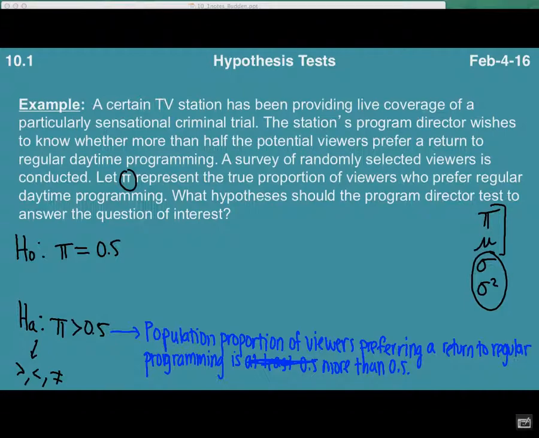Okay. Theoretically, if we prove the alternative true, what does that mean to us if we are the director of the station? What do you think we're going to do? We're going to return regular programming. So we're going to say the station will return to regular programming.